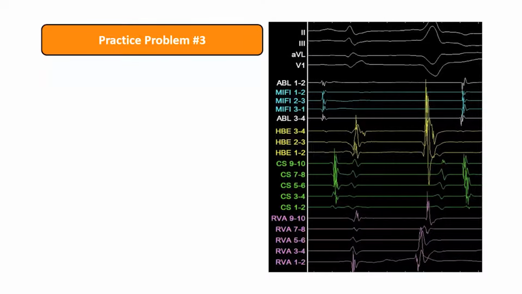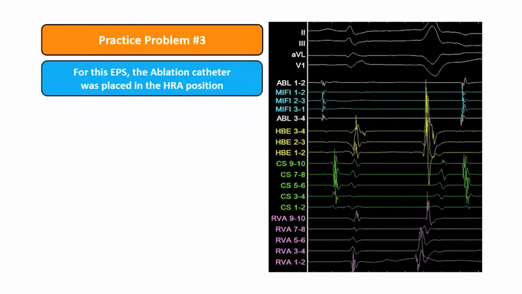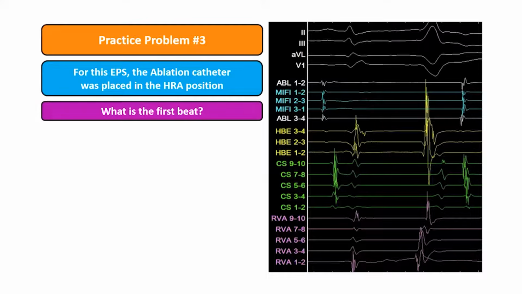All right, time for our third and final practice problem here in our introductory practice problem set. So here's our intracardiac electrode recordings. And one specific thing I'd like to point out about this recording is that the ablation catheter here is actually placed in the high right atrial position. So a little added complexity, but just know that ablation 1-2 and ablation 3-4 are the equivalent of high right atrium 1-2 and high right atrium catheter 3-4. So what is the first beat?